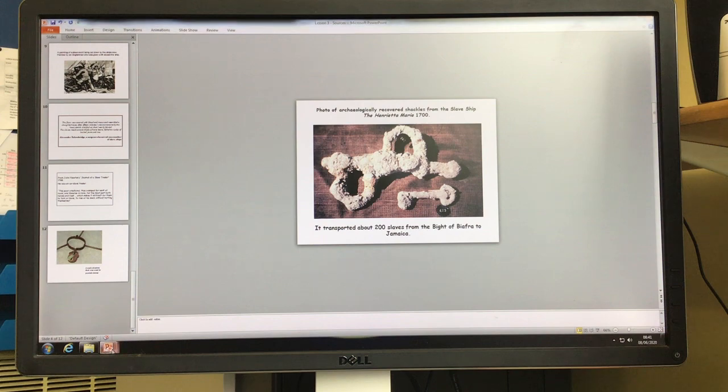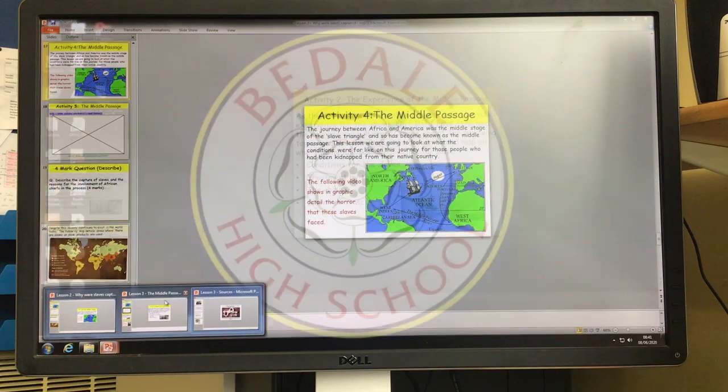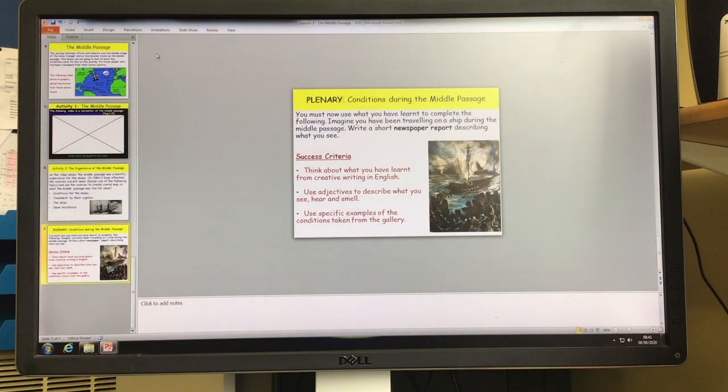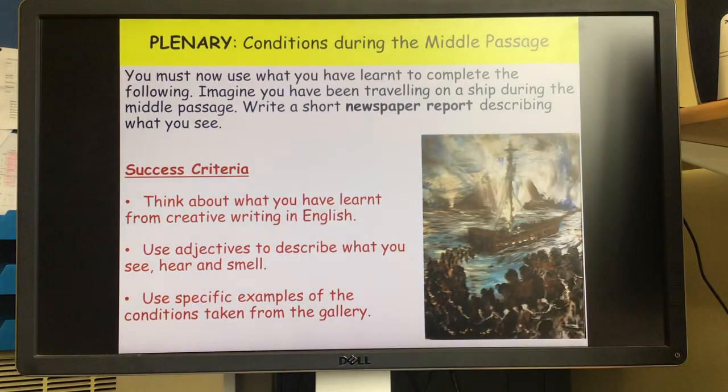Once you've finished that, just take a minute to have a look at the plenary, which is here, and you should be able to do a really mini newspaper report now based on what you've learned from that research, and just send that through to me. Because I'm filming this lesson, you can do this activity at any time before Wednesday, because that's when the next one will come in our normal lesson. But giving you a little bit of an idea around what success criteria you could use to write that newspaper report. But have a good go.